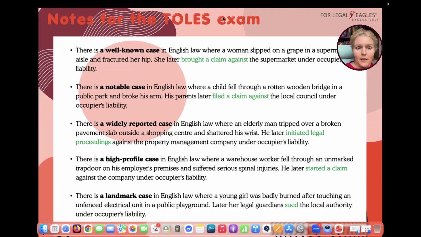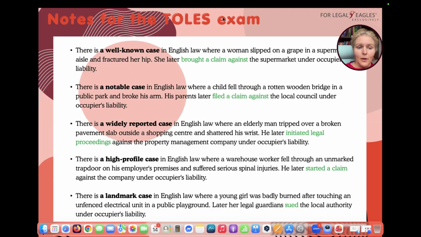There is another case in English law, a notable case, where a child fell through a rotten wooden bridge in a public park and broke his arm. His parents later filed a claim against the local council under Occupier's Liability.